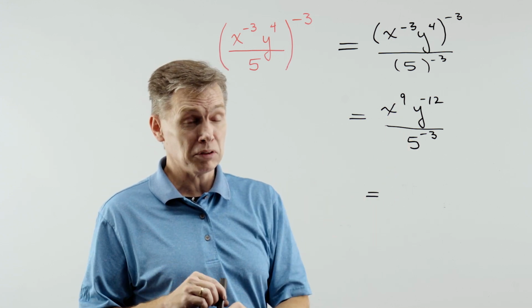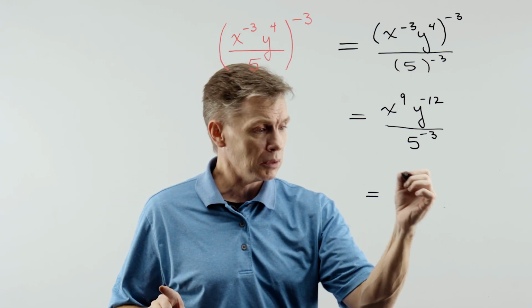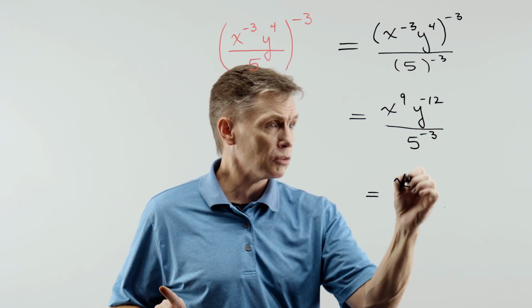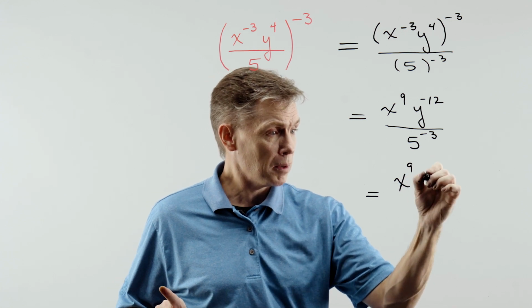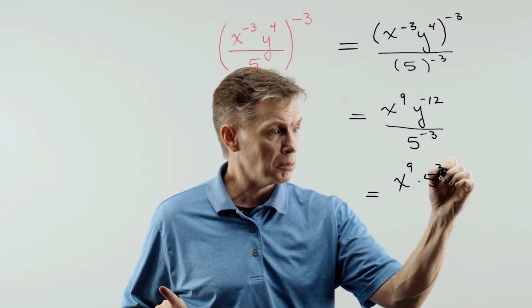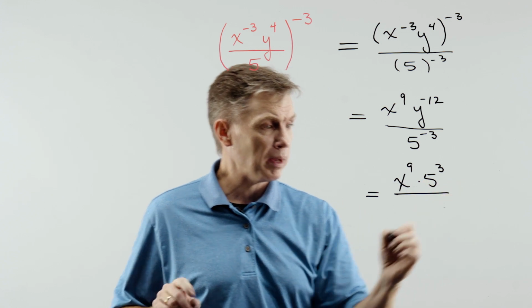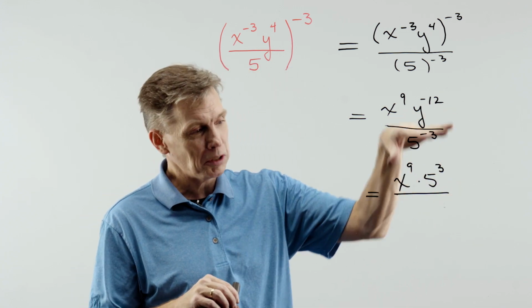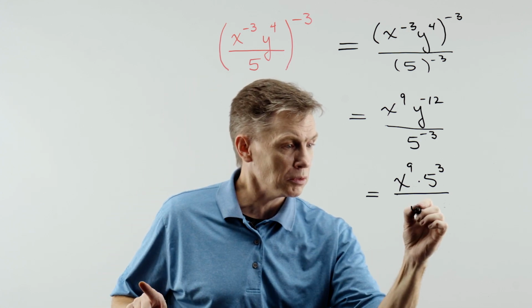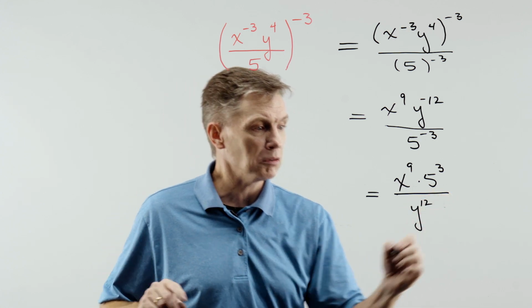And I've also got this x to the +9. It's already a positive exponent. Leave it where it is, up in the numerator. X raised to the +9. This 5 to the -3 power comes up to the numerator and gets a +3 power instead. And that y to the -12 that was upstairs goes downstairs and now gets that +12 power.